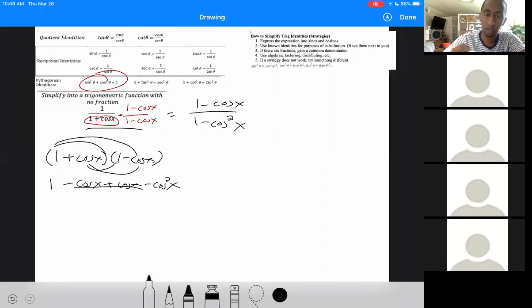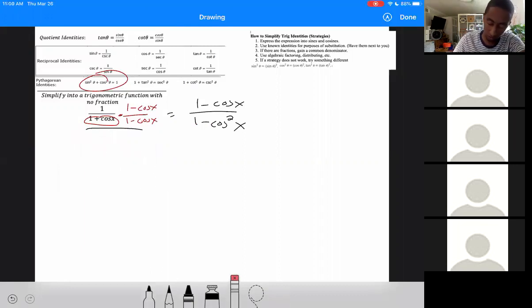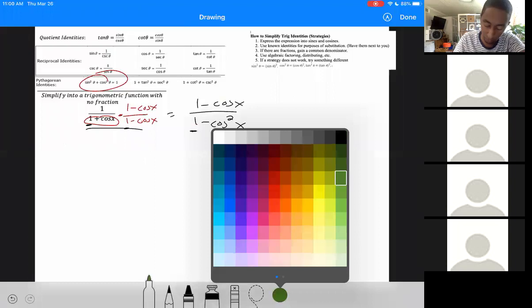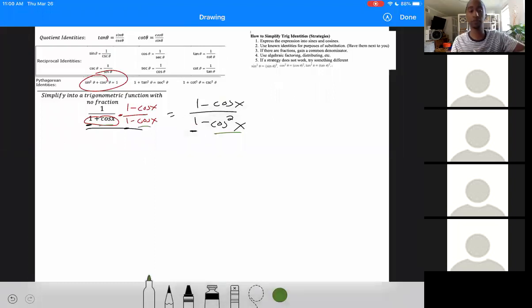Okay? Or we can just see this times this gives us this, and this times this gives us that. And we'll see why that helps us. But any questions so far? Basically, the basic idea is we're multiplying by the opposite. So if it's 1 plus cosine of x, we'll multiply by 1 minus cosine of x, the conjugate. Did I lose anybody there?